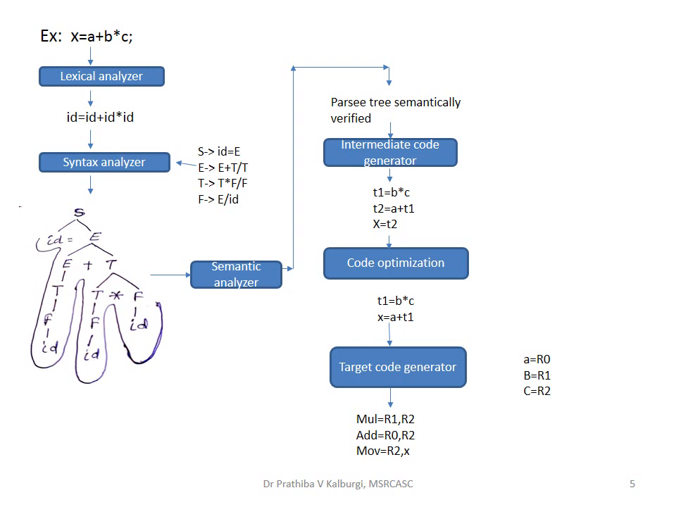So now coming to the code optimization. This code optimizer is going to reduce the number of lines of code. Here we are going to have only 2 lines of code, that is, from 3 we are going to reduce it to 2 lines of code. So the output of this code optimization is given to the target code generator.